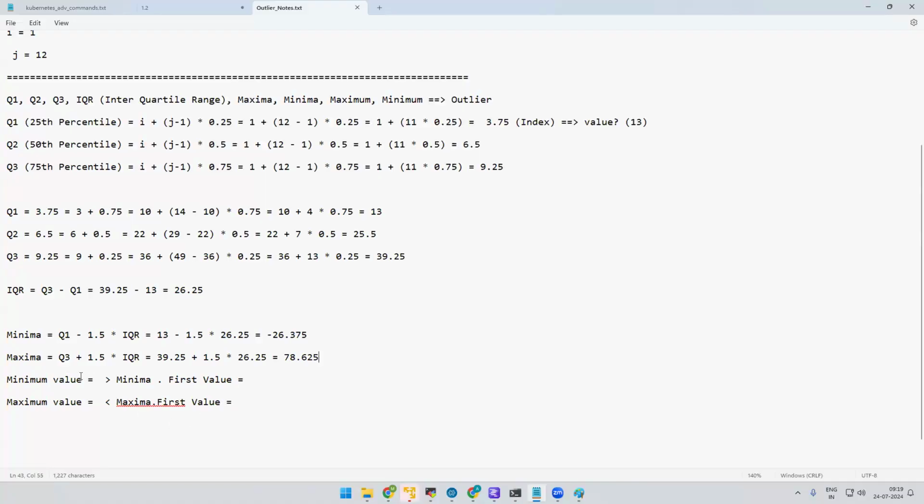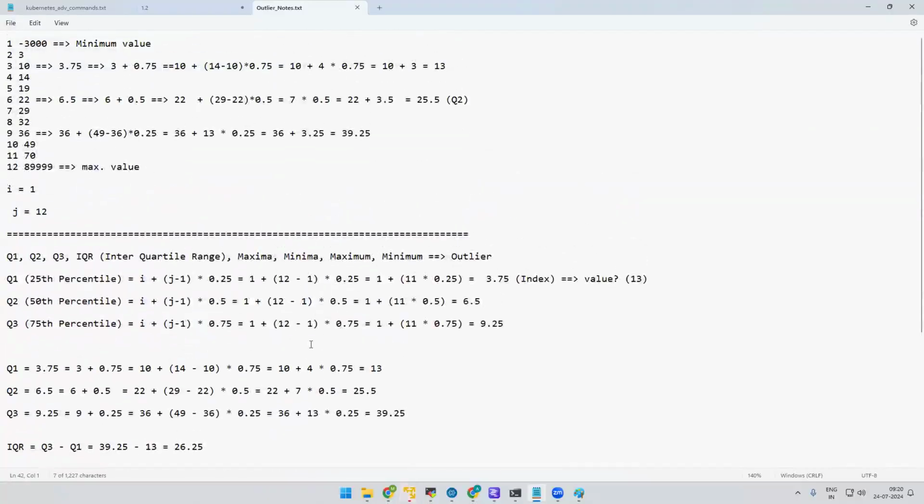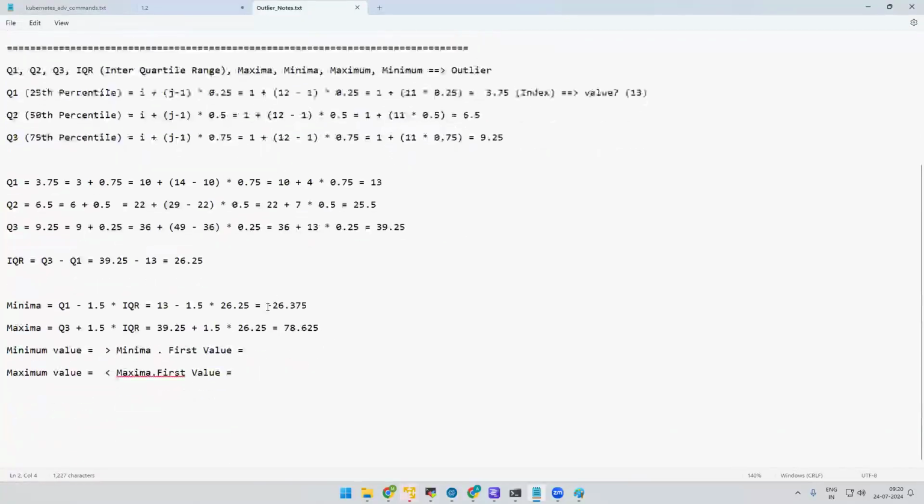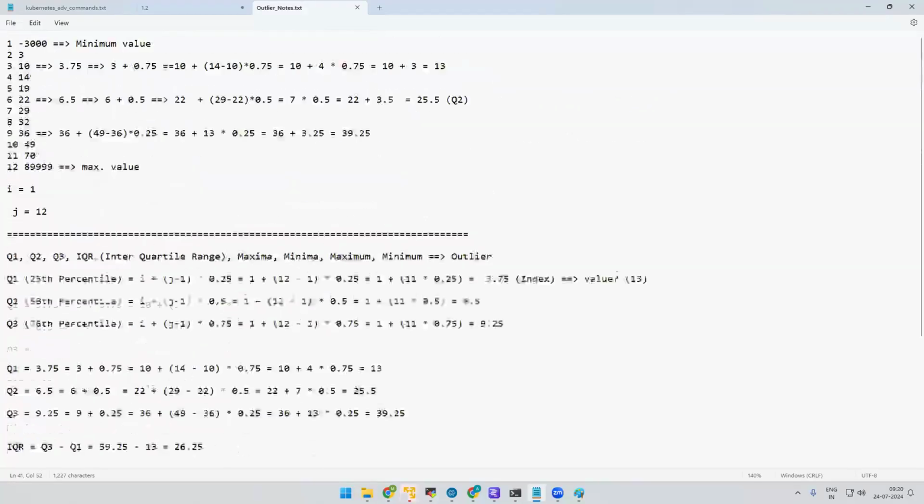In order to calculate the minimum value, we need the first value that is greater than this minima value. What is the first value in this list that is greater than this value? Negative 3. Minus 3000 is not considered, because minus 3000 is less than this one, because of the negative sign. So negative 3 is going to be the minimum value. So this is not the minimum value, so we have to erase that. In the same way, erase the maximum value.